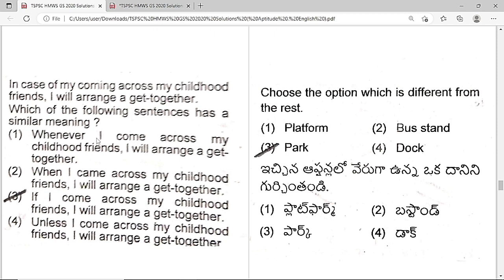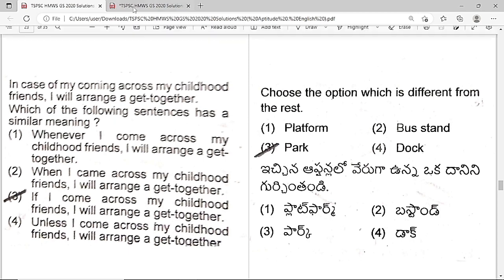If I come across my childhood friends, I will arrange a get together, or in case of my coming across my childhood friends, I will arrange a get together. So finally I can say that these both are going to have the same meaning. Now we'll discuss something more about this one.